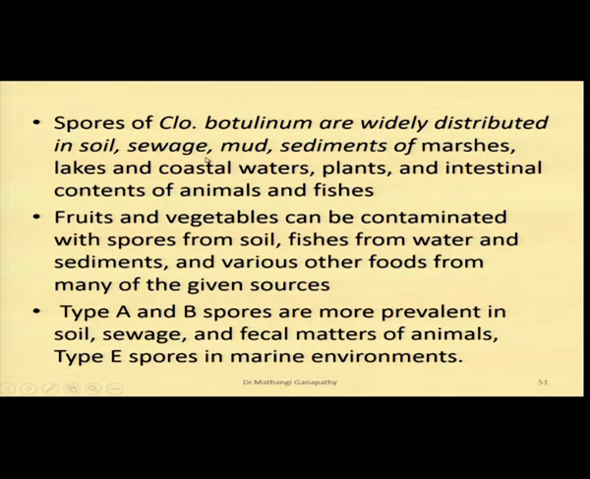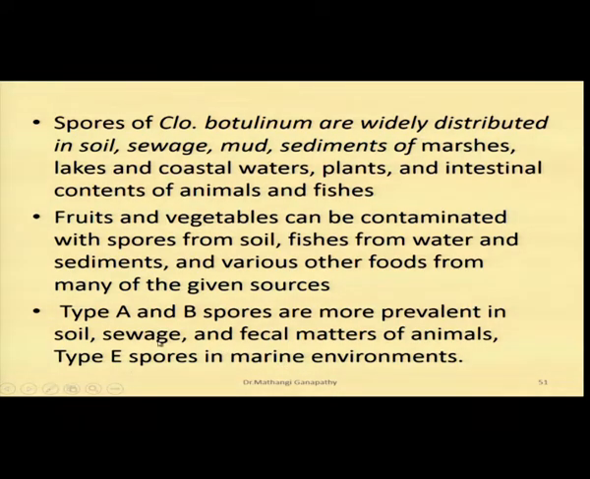The spores of Clostridium botulinum are widely distributed in soil, sewage, mud, in the sediments of marshes, lakes, coastal waters, and in the intestinal contents of animals and fishes. Fruits and vegetables get contaminated with spores from the soil, fishes from water and sediments, and various other foods can be contaminated from any of these sources. Type A and type B spores are more prevalent in soil and sewage and fecal matter of animals. Type E spores are found in the marine environment.